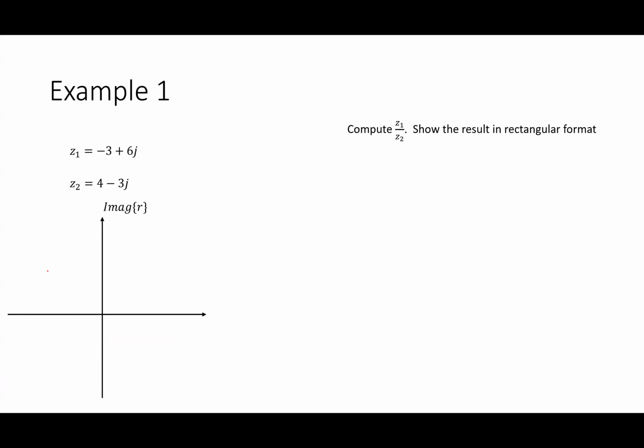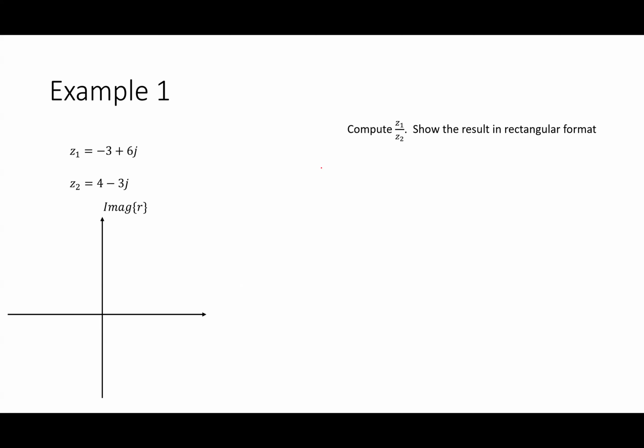So let's try to do this. I said I want to do Z1 divided by Z2 for these two numbers. Z1 is negative 3 plus 6J, and Z2 is 4 minus 3J. Okay. And I want to do Z1 divided by Z2, and I want to do it in rectangular format. How do I do this? How should I do Z1 divided by Z2? Convert to polar or complex exponential. All right. So how do I do that?